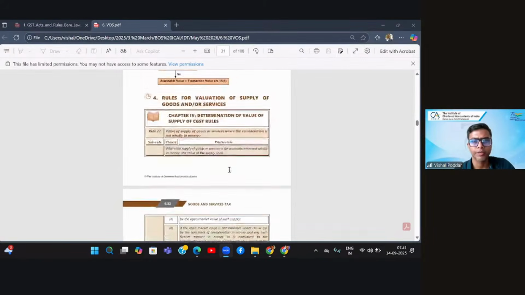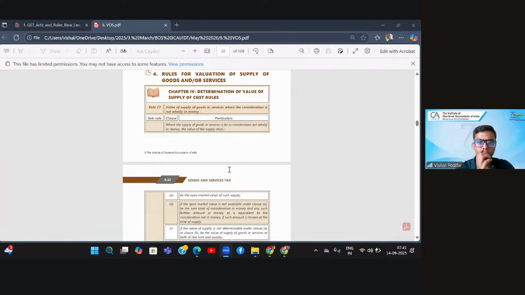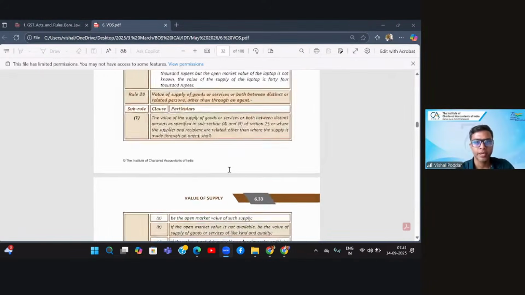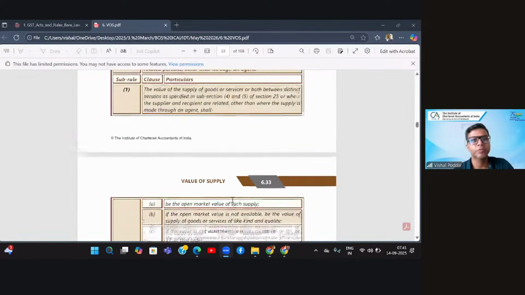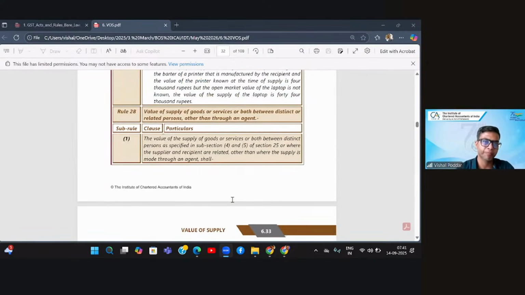Okay, don't say open market value or what. I just want to understand whether 27, 28, 29, because in all these three, the same terms are used. Even if you see 28, it has again used the same thing. You'll use open market value, etc. So the mechanism given is same. My question is, which rule will apply? So where there is no price, which rule will apply?